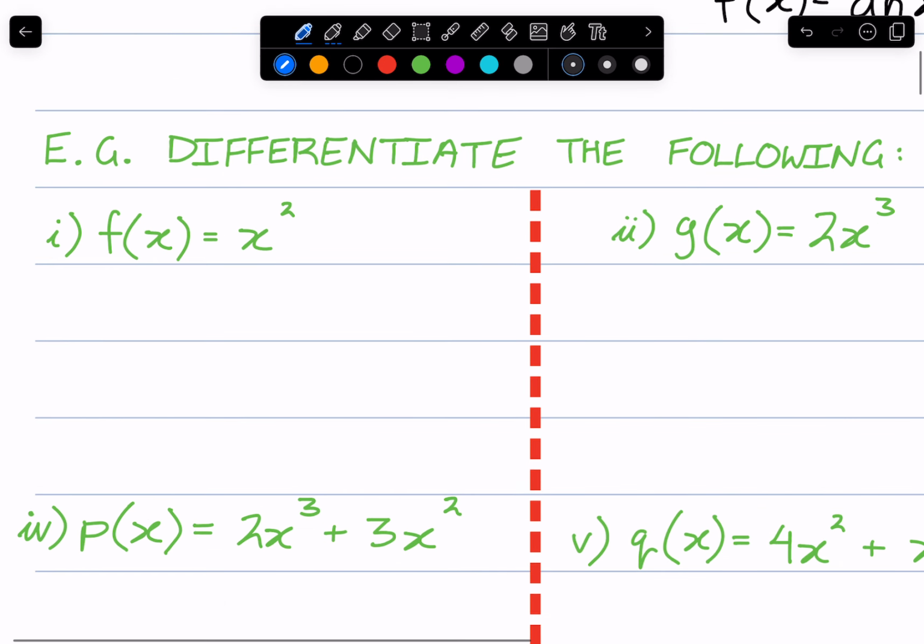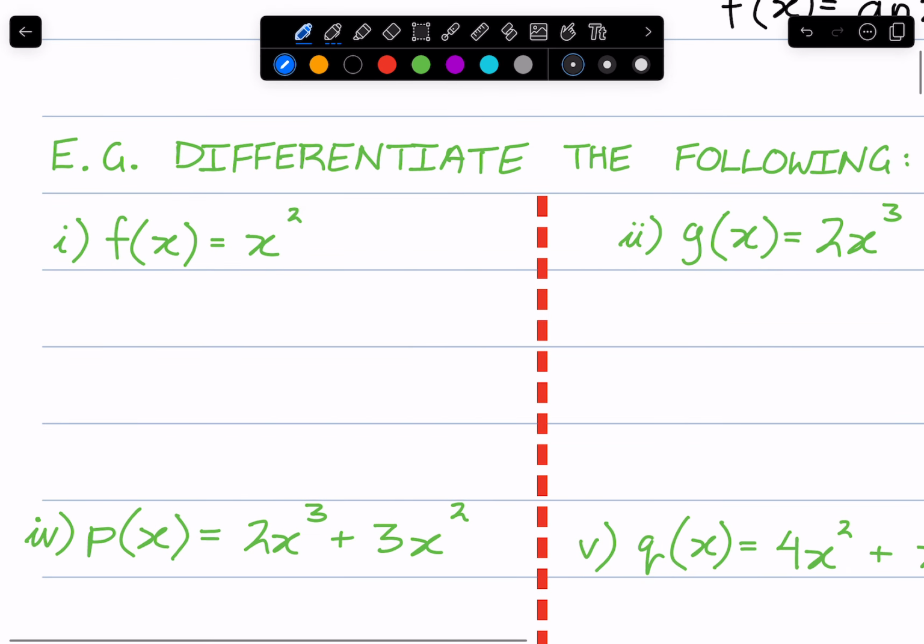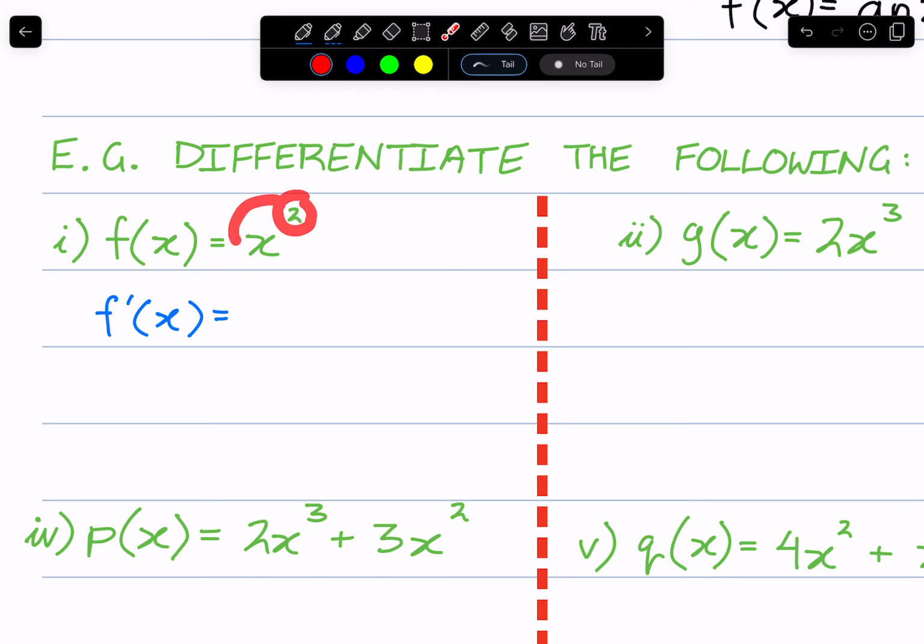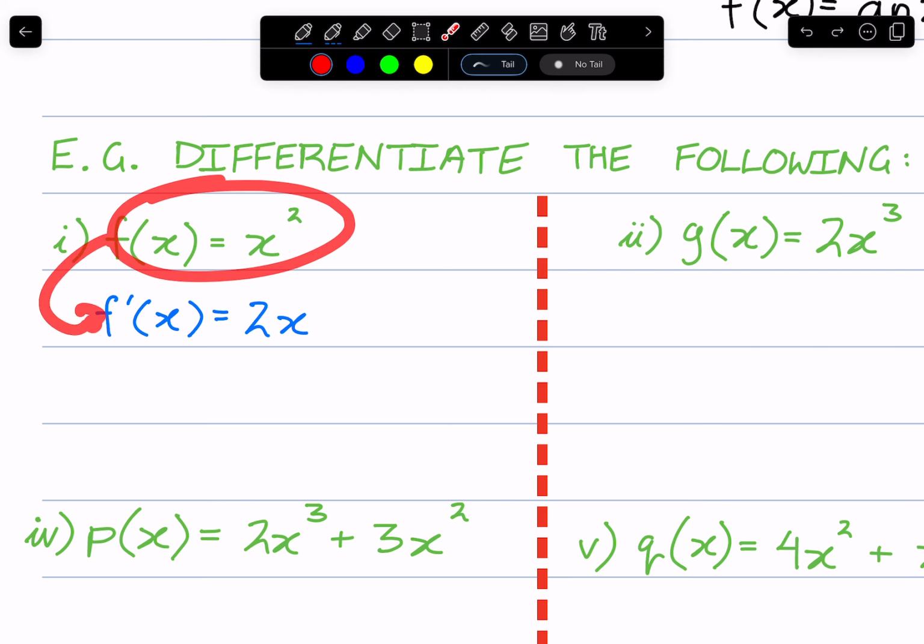It's rather straightforward. So if we have f of x equals x squared, f prime of x is equal to, we bring the power to the front. So this is 2 times 1, giving us 2x. We subtract the power by 1. So 2 minus 1 is just 1, which we don't need to write. So the derivative of x squared is 2x, and there's the shortcut.